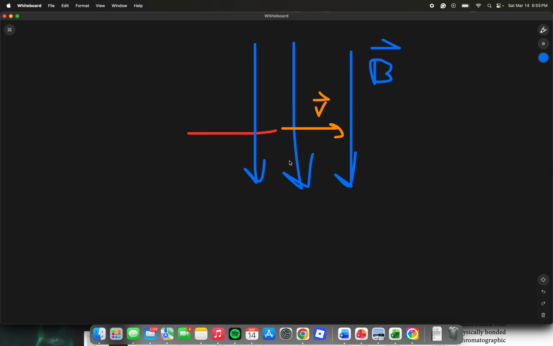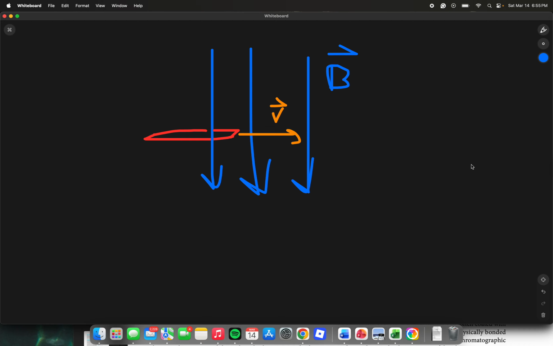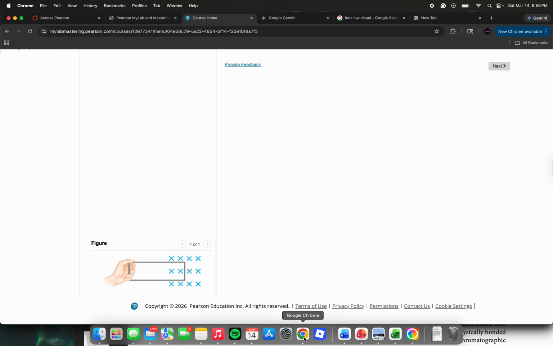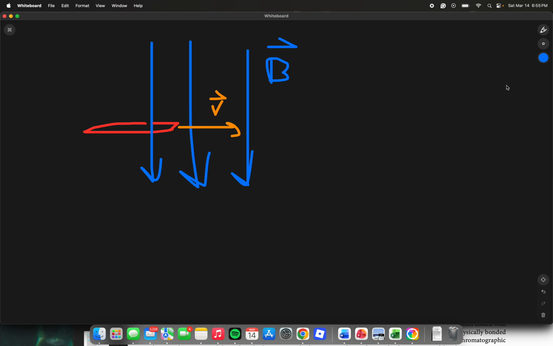Now, if we know that this is not just a two-dimensional thing, but this is really a rectangle like this. I know that's a bad drawing, but bear with me. And we know that thus the flux is increasing, or the amount of field lines through an area. Now, if we go back to the problem, it wants us to know what is the direction of the induced current. And to do this, let's just do a very simple Lenz's law analysis.